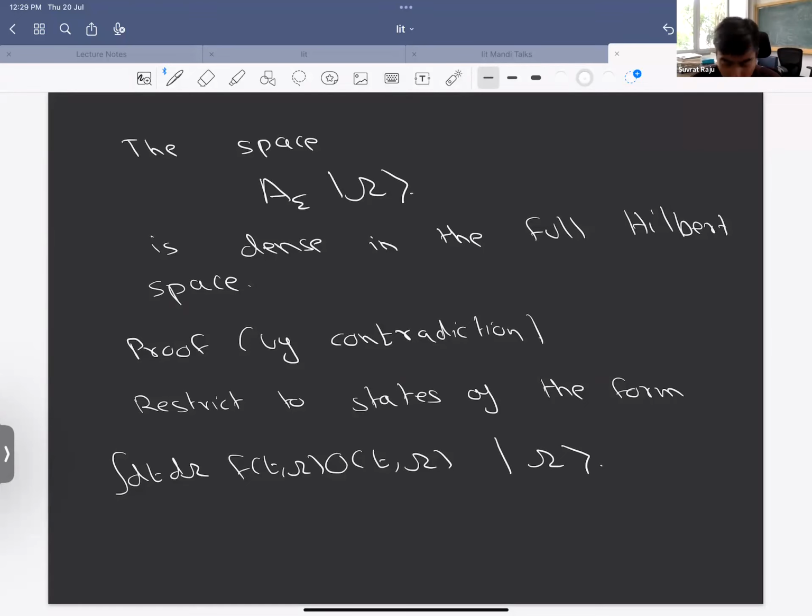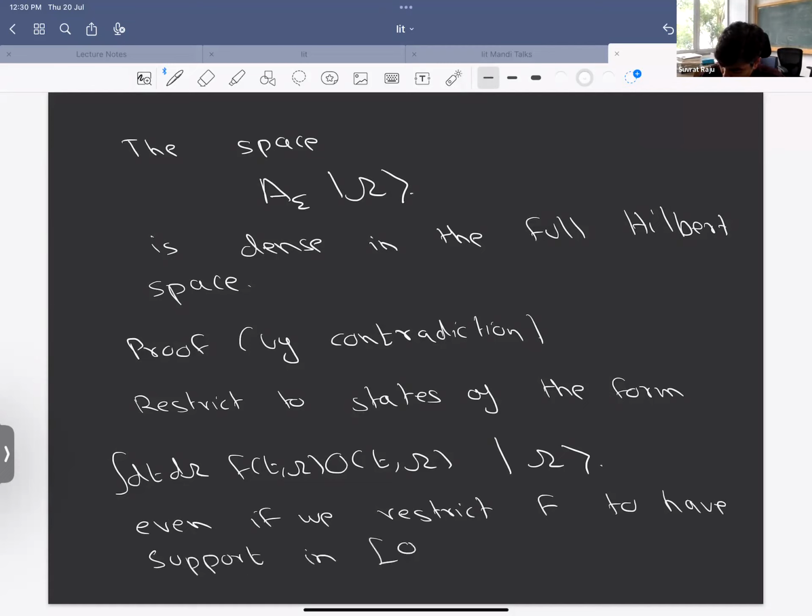Okay. So now I want to say that, even if we restrict F to have support in 0 to epsilon, this is sufficient to obtain all states. In fact, the precise statement is that it's sufficient to arbitrarily approximate any state.